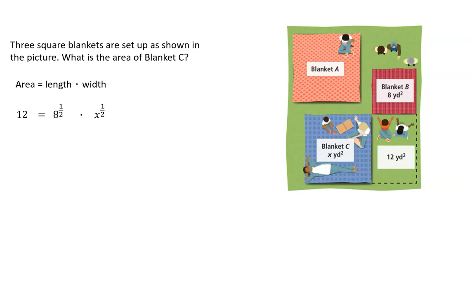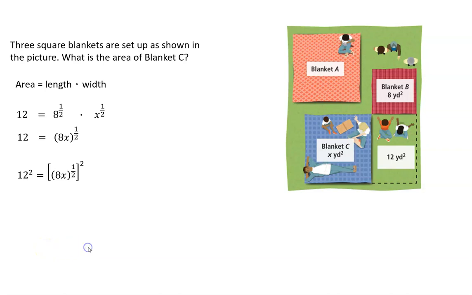Since both terms have the same exponent, we can combine them with the same exponent. So 12 equals 8x to the 1/2 power. To get rid of the exponent, we need to take it to a power to make it equal to 1. So we take the reciprocal, which is 2, which makes sense. If 1/2 is square root, then we're squaring to get rid of the square root. So we square both sides.